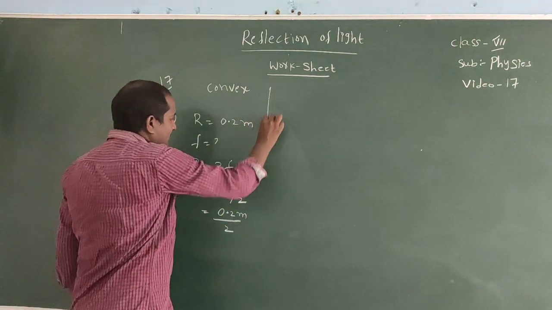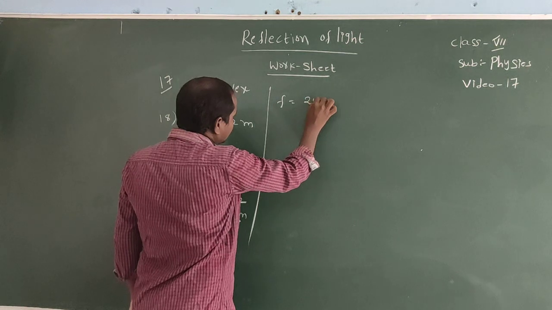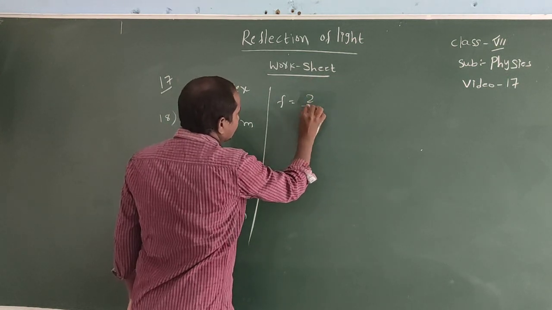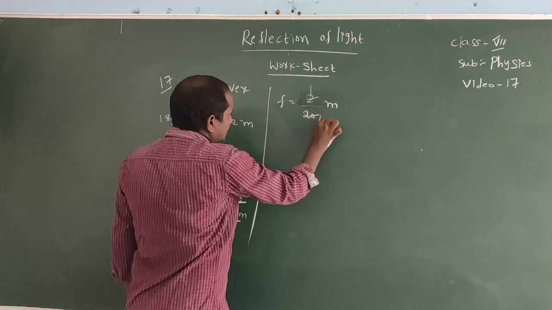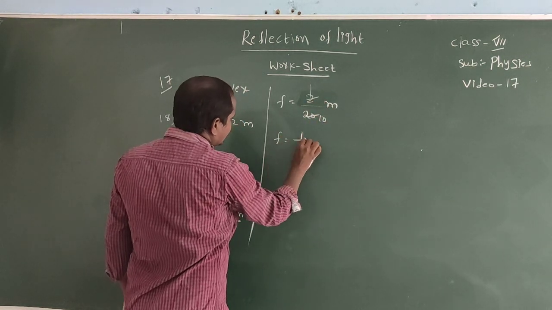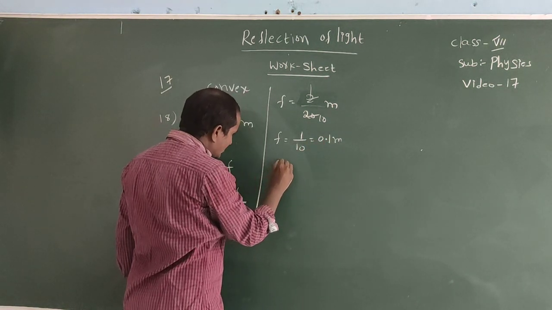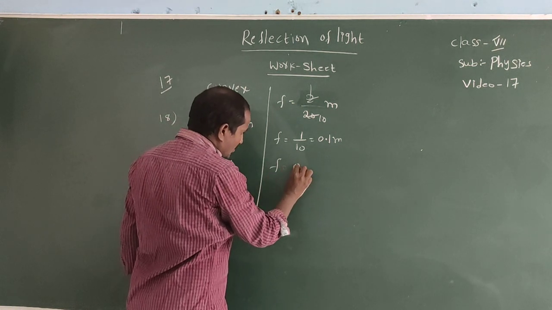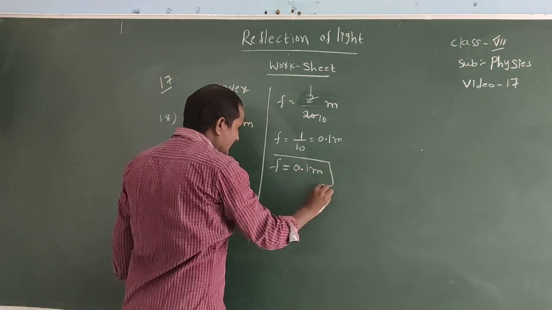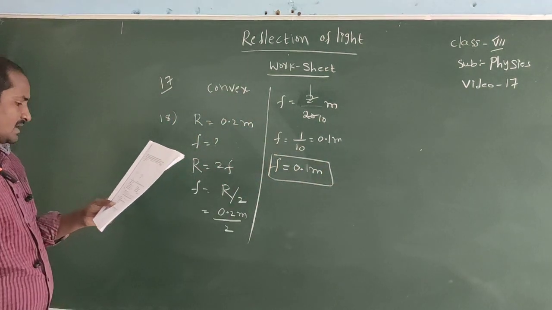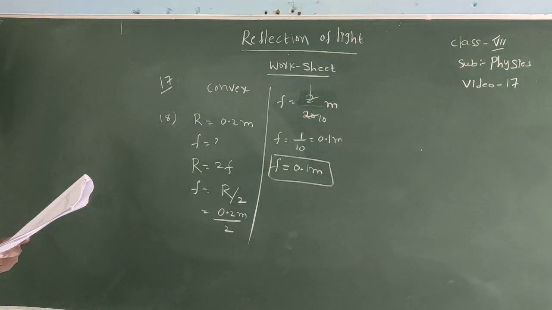Okay, so here we can write f equal to 0.2 by 2, that is 1 by 10, that equals 0.1 meter. So focal length equals 0.1 meter. So for the 18th one, option number C is the answer.